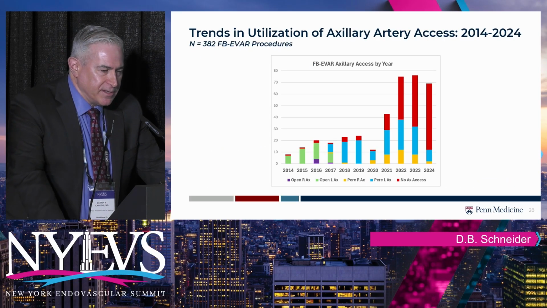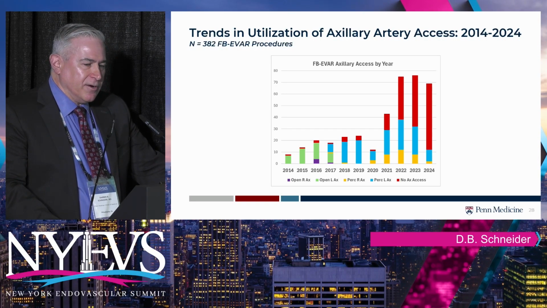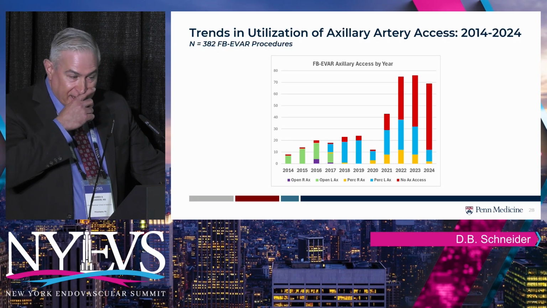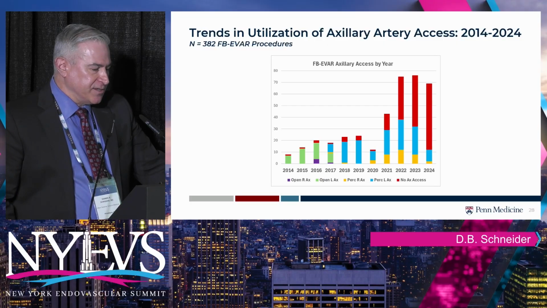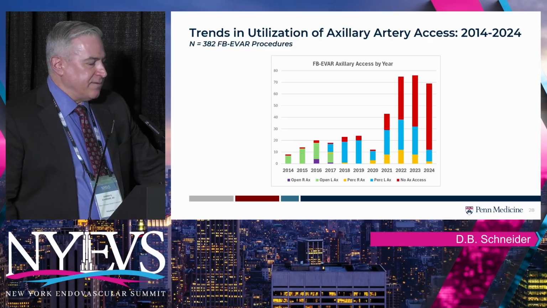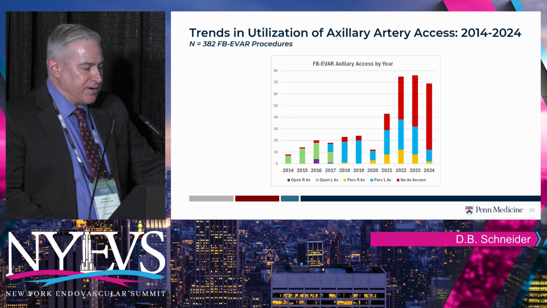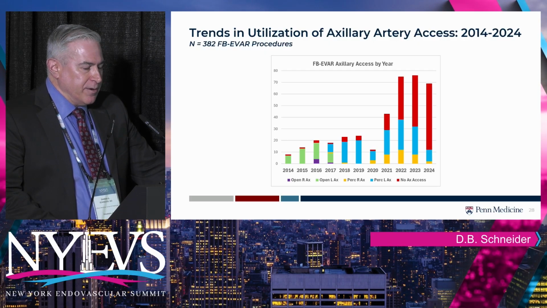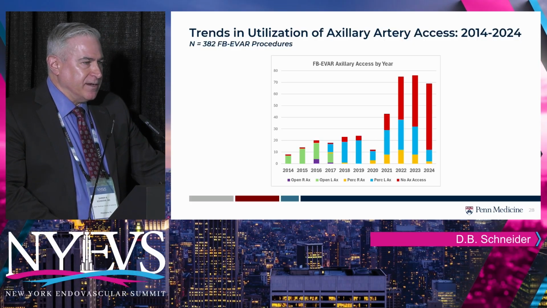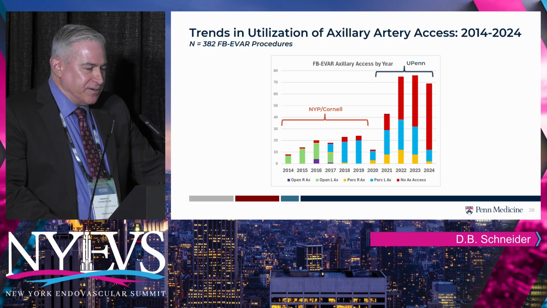Just to show you a little bit of the patterns of access that I've used for complex EVAR over the last 10 years or so before wrapping up. Here's a graph looking at my axillary artery access use. You can see on the left-hand side, the green and the purple, that was open cut-down axillary access. Around 2017, we introduced percutaneous axillary access, so that's in the yellow and blue bars. And then in the red are cases where we didn't use any upper extremity access and went to entirely femoral approaches with steerable sheaths.